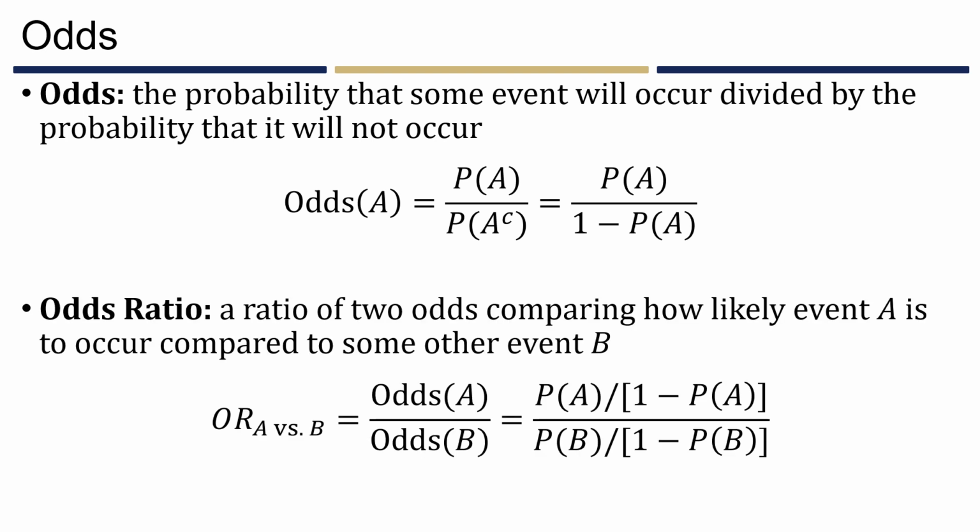The odds ratio is exactly what it sounds like. It's a ratio of odds. The odds ratio is comparing how likely event A is to occur compared to some other event B. The odds ratio is denoted by OR, and it's equal to the odds of event A divided by the odds of event B, which again can just be calculated by taking the probability that A will occur divided by the probability of its complement. That ratio is divided by the odds for event B, the probability that event B will occur, divided by 1 minus the probability that event B will occur.